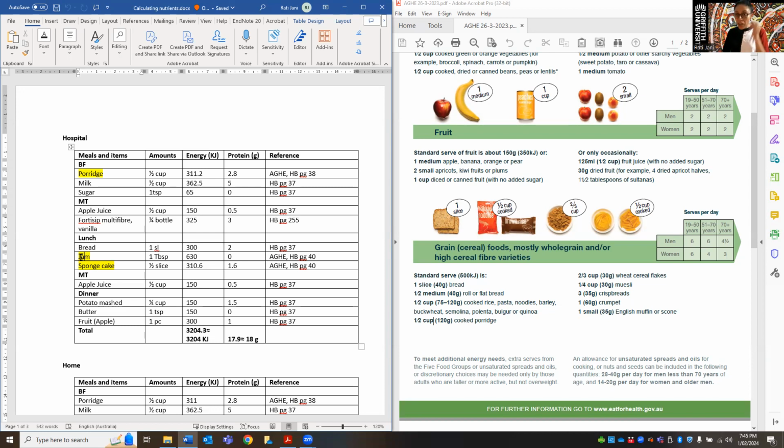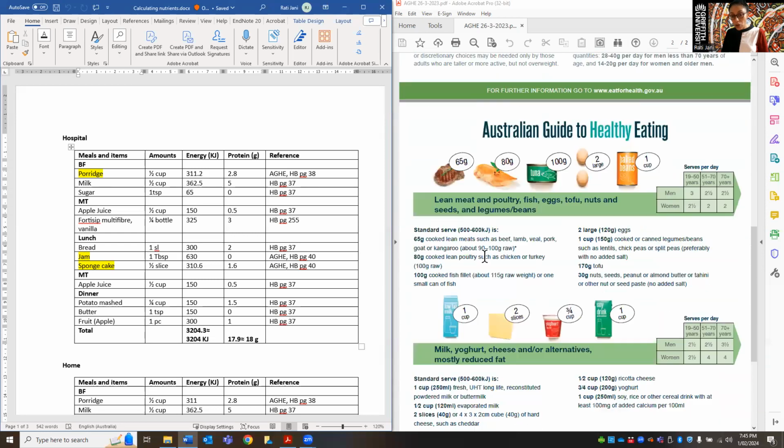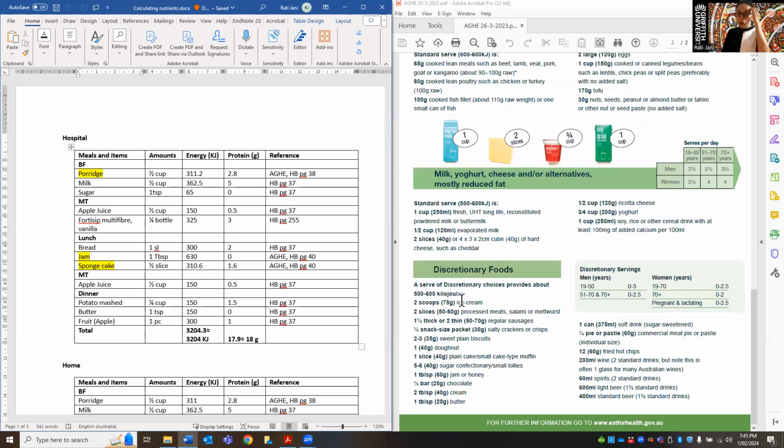So when you have a discretionary food item in your exams, what is the bottom line? Do not waste your time looking at the quick ready reckoner. Quickly go to the Australian Guide to Healthy Eating. So let's go to the Australian Guide to Healthy Eating. Over here, you have all of your discretionary foods.